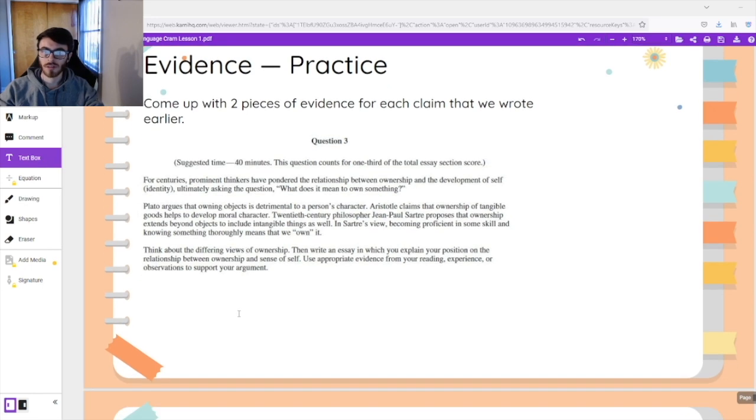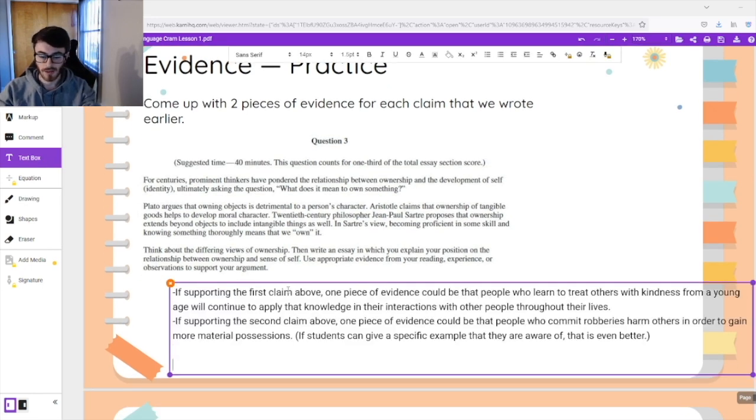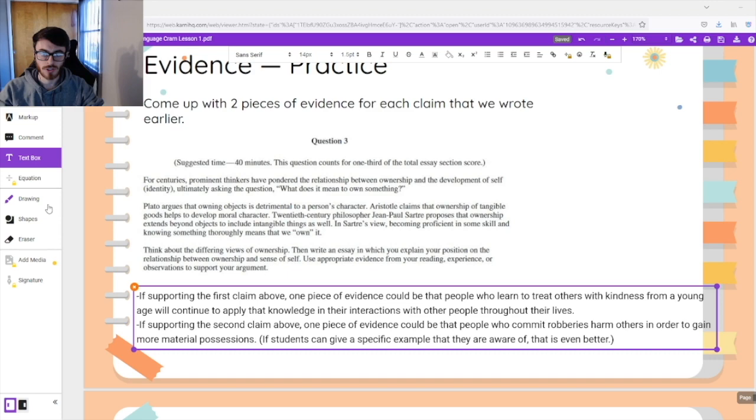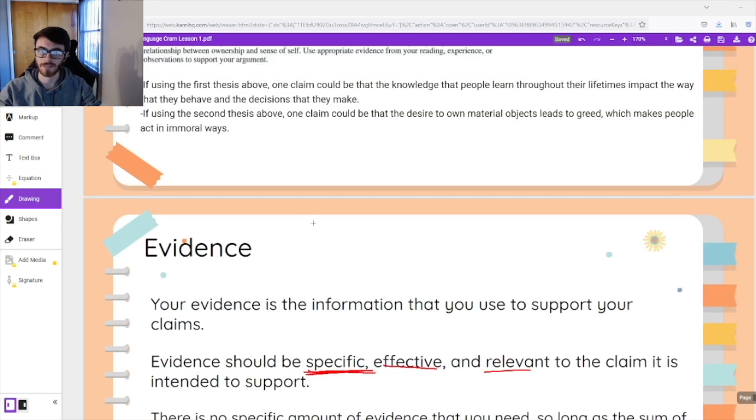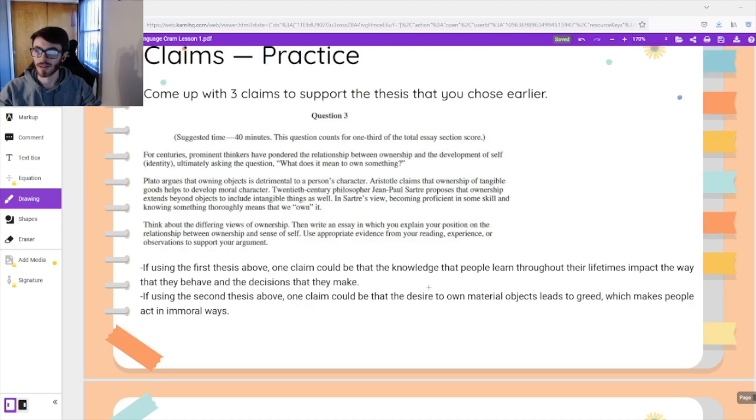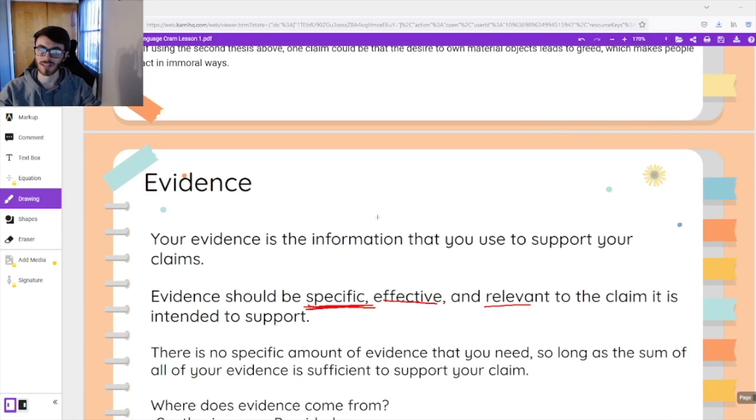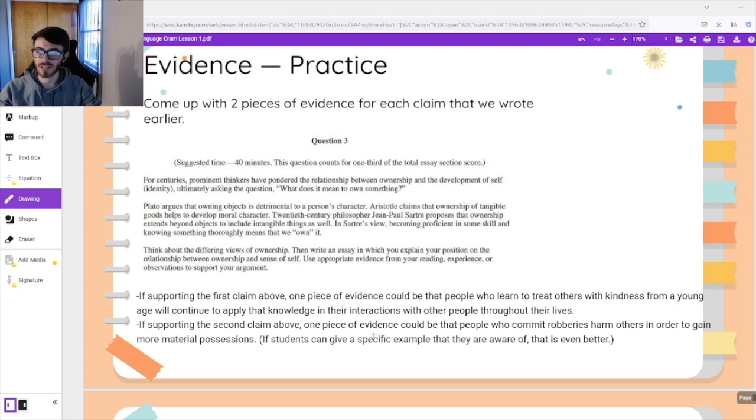Okay. So let's look at some examples here. If supporting the first claim above, so again, that first claim, knowledge that people learn throughout their lifetimes impacts the way that they behave and the decisions that they make. One example of evidence could be: people who learn to treat others with kindness from a young age will continue to apply that knowledge in their interactions with other people throughout their lives.